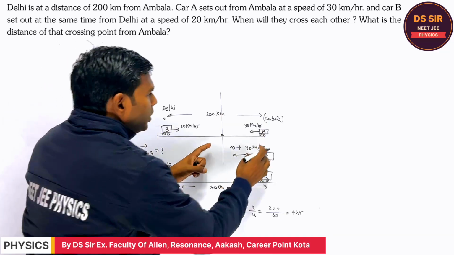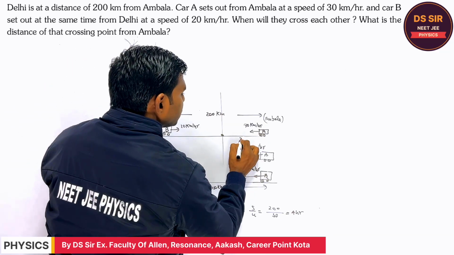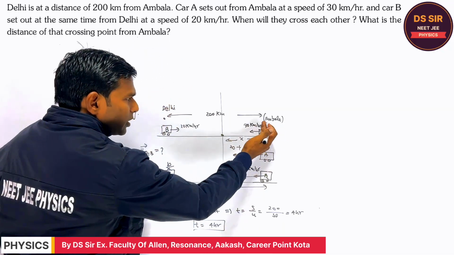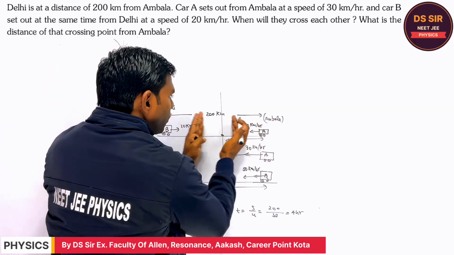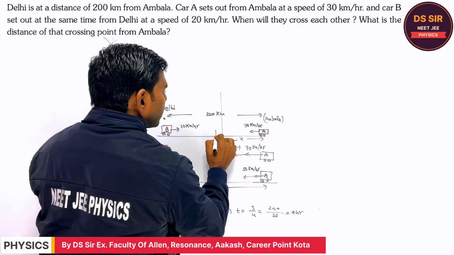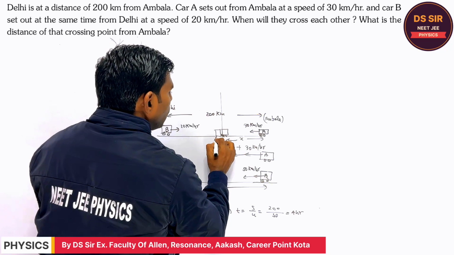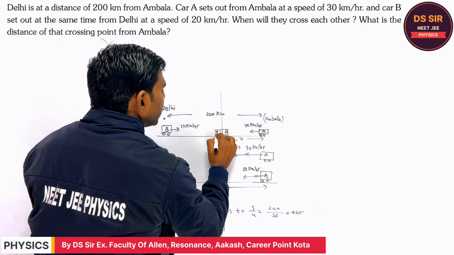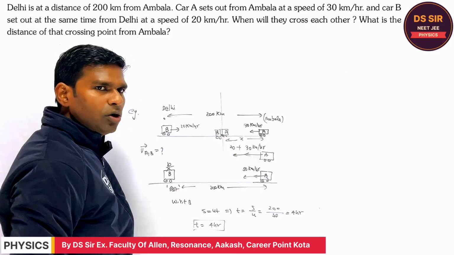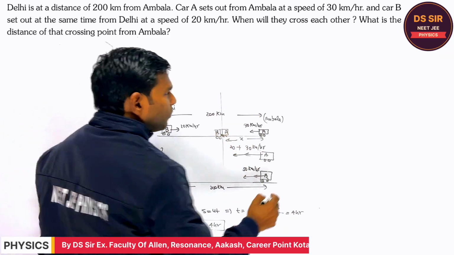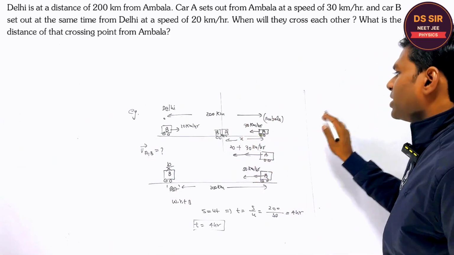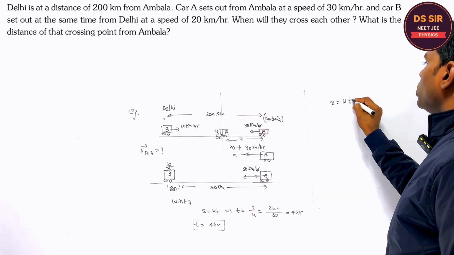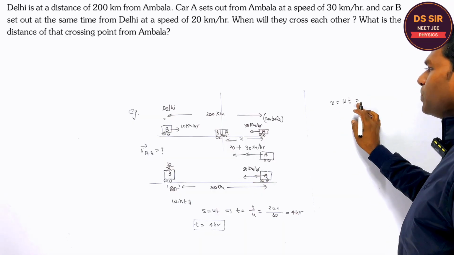So can you find this distance x? It will move like this. It will move like this. So after 4 hours, they will meet at this point. Is it clear or not? So this distance we have to find. To find this distance, x is equal to u into t, right? Distance is equal to speed into time.